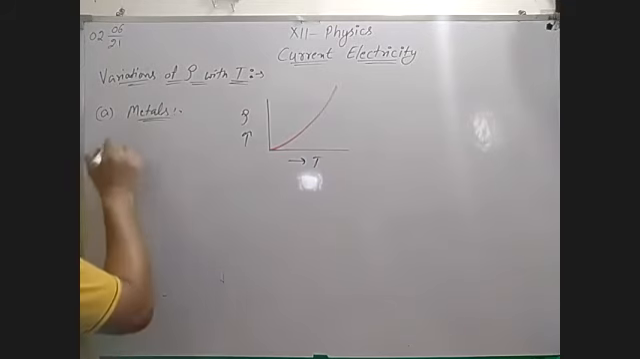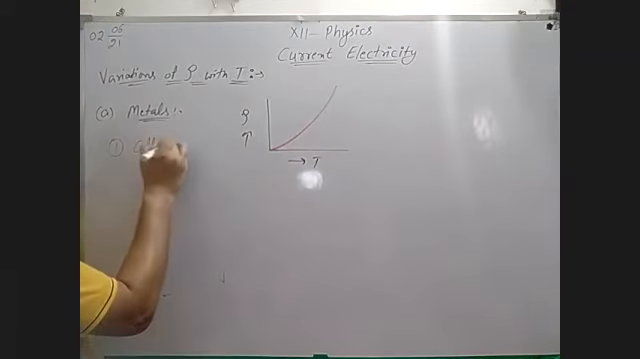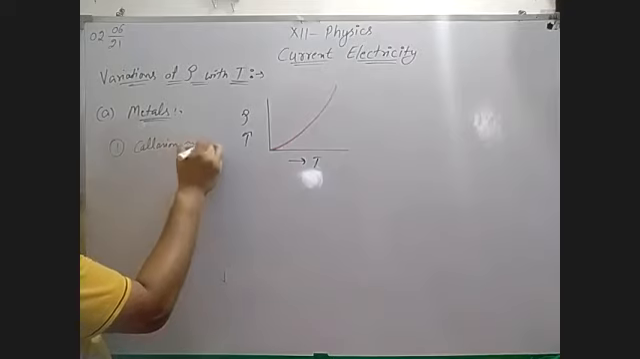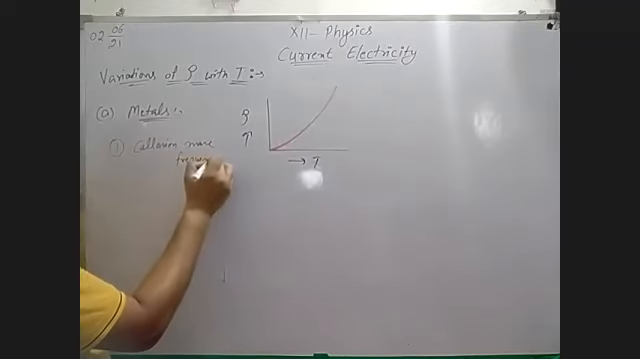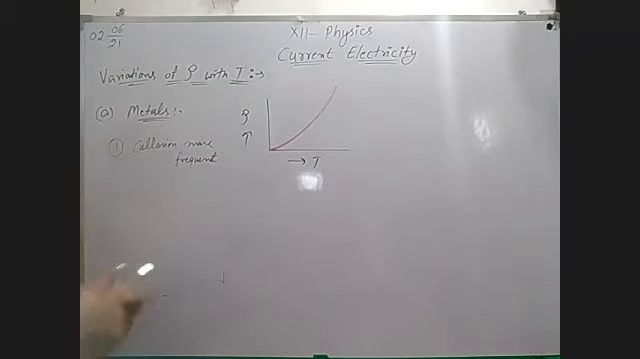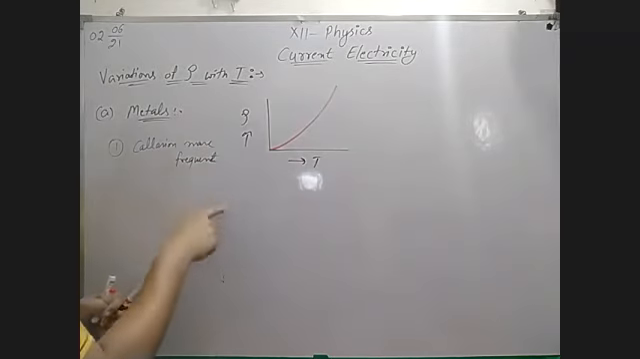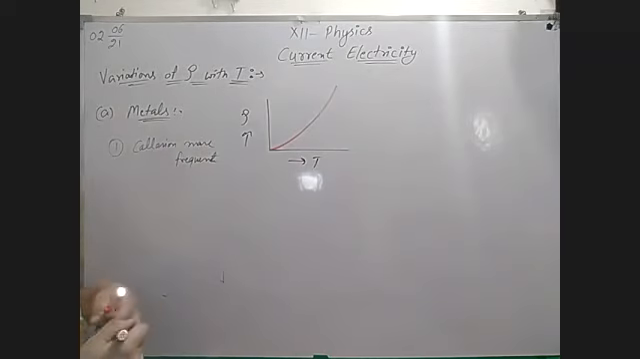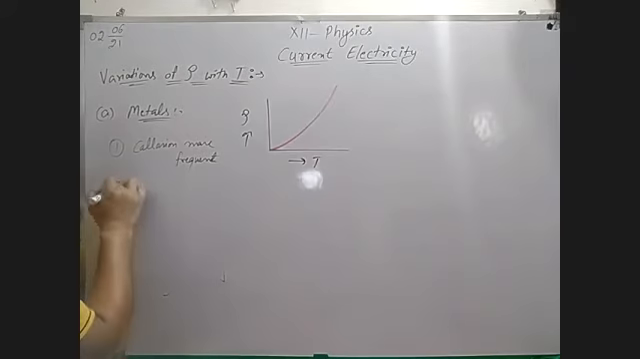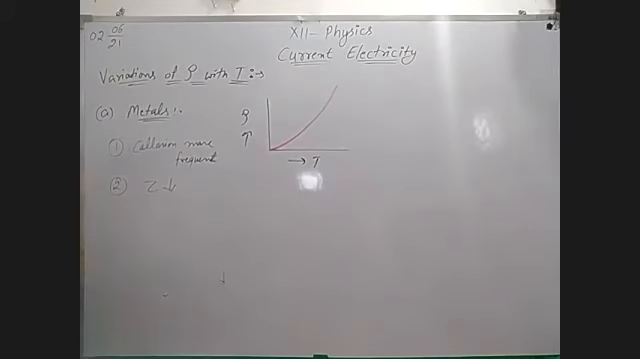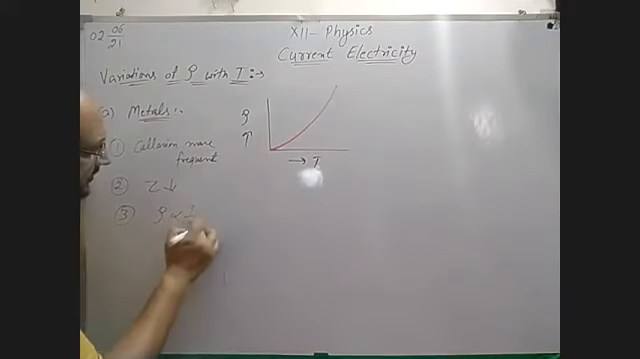What is the reason for this? Collision takes place, and collision is more frequent. The kinetic energy of free electrons increases, and if their kinetic energy increases, velocity increases. If velocity increases, then the collisions are more frequent. What is the effect on relaxation time? Relaxation time decreases. If relaxation time decreases, then resistivity increases, because resistivity is inversely proportional to relaxation time.